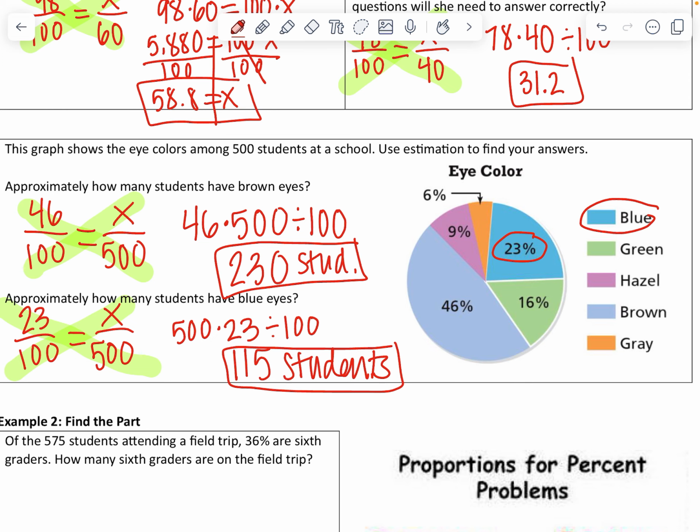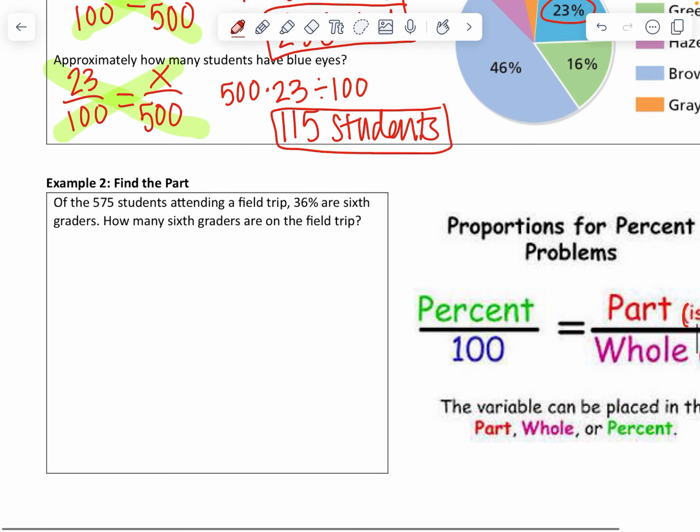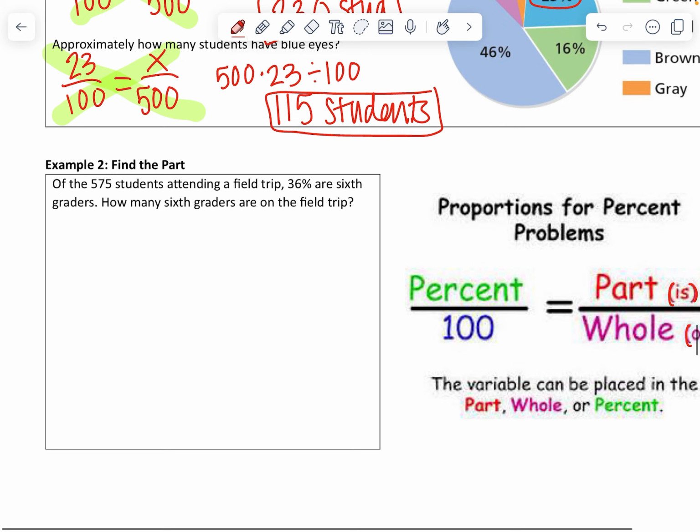All right, so the next problem says, of the 575 students attending a field trip, 36% are 6th graders. How many 6th graders are on the field trip? So set up your proportion.